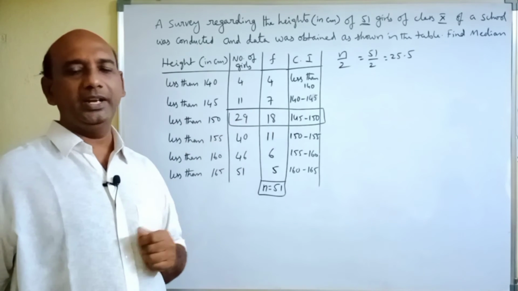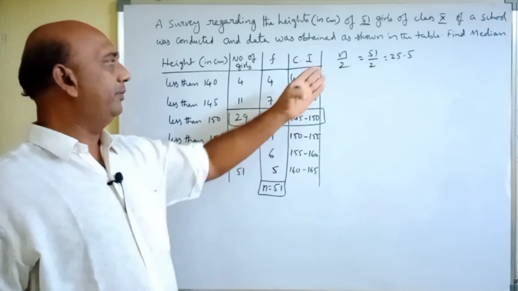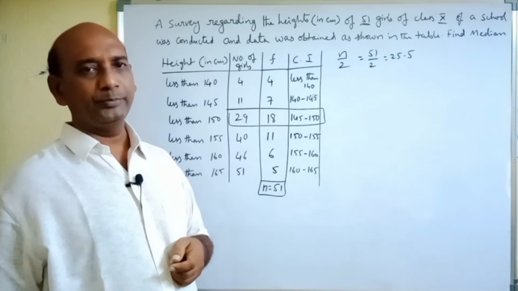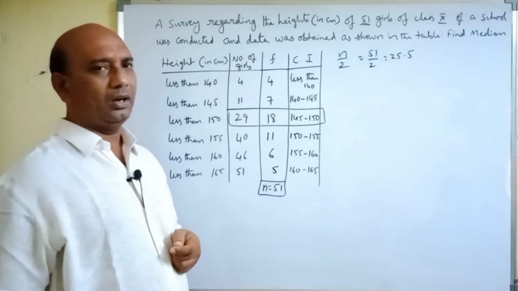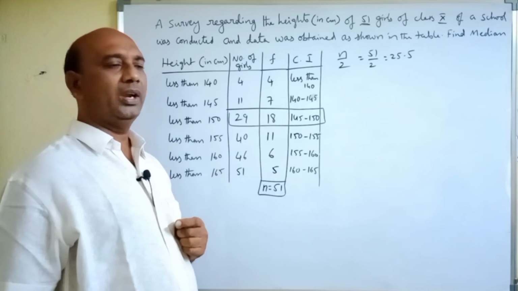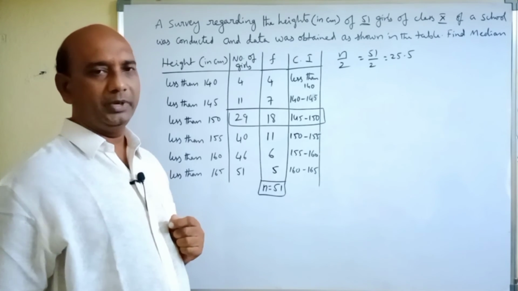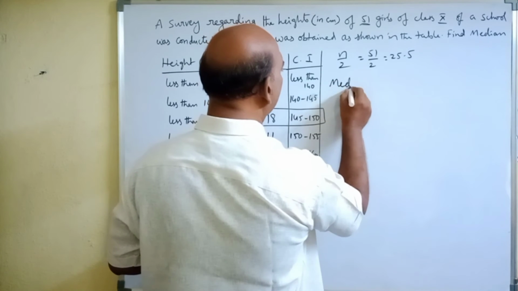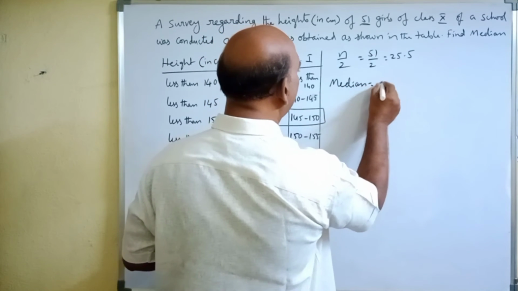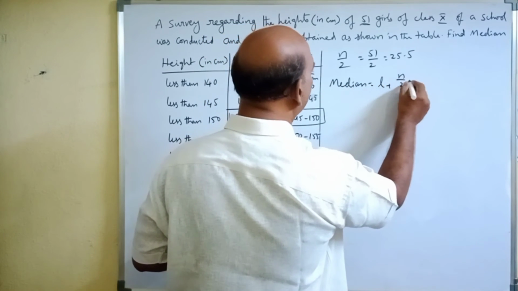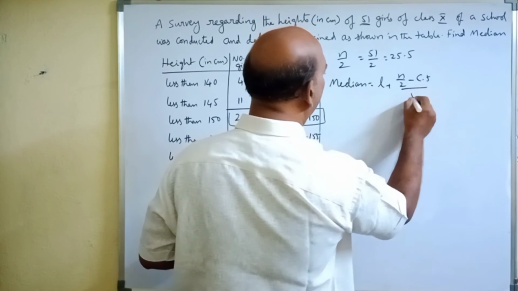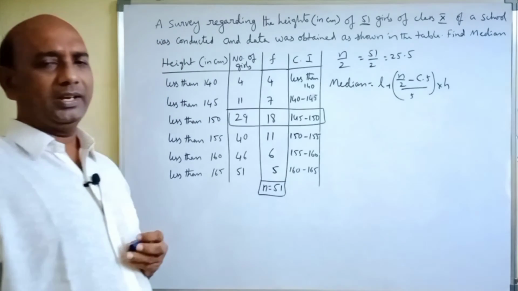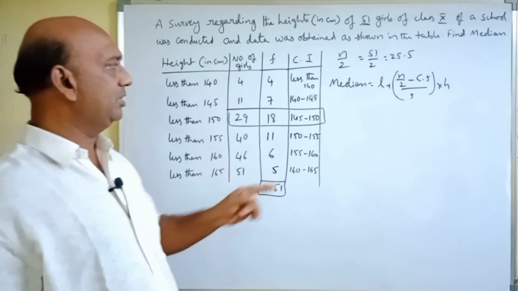This is the median class. From this n by 2 value, we selected this as the median class. Now let us write all the values which are required for the formula to find the median. So what is the formula to find the median? Median is equal to L plus n by 2 minus CF by f into h. Let us write the individual values which are required for this formula.